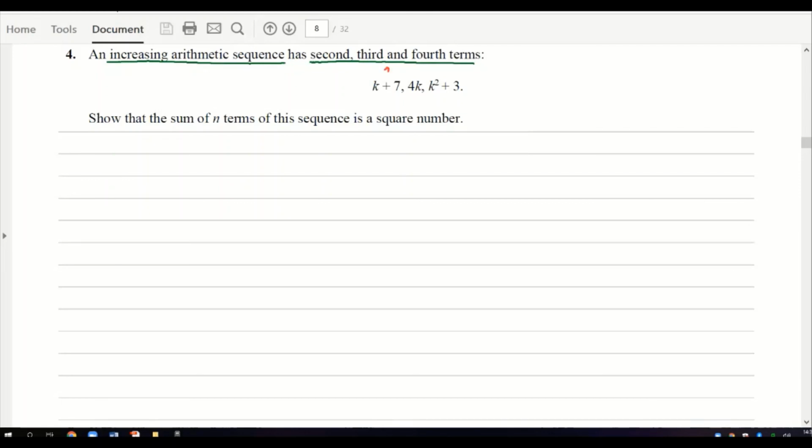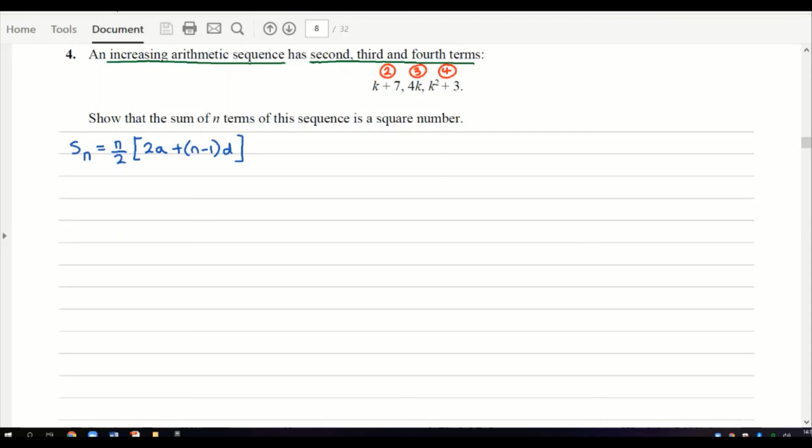Now, that looks like this is going to be important. So that's the second term. That's the third term. And this is the fourth term. And we have to show that the sum of n terms of this sequence is a square number. Well, we've confronted questions like this before, haven't we? We need to find the sum of n terms. So again, let's write down what we know. We know what the sum of n terms is. It's n over 2 multiplied by 2 lots of the first term plus n minus 1 multiplied by the common difference.